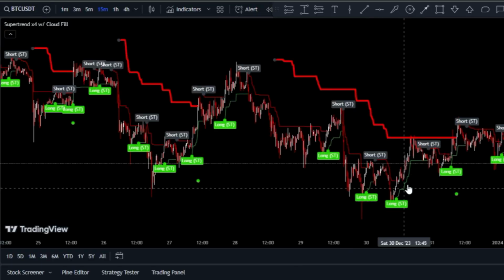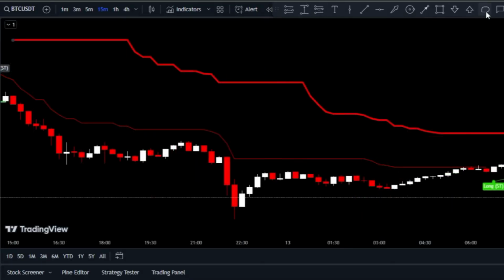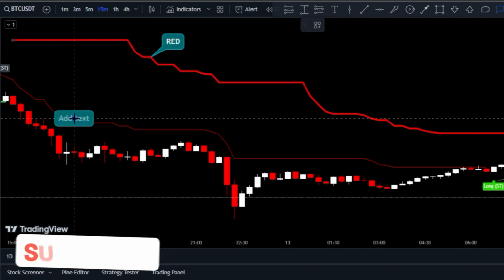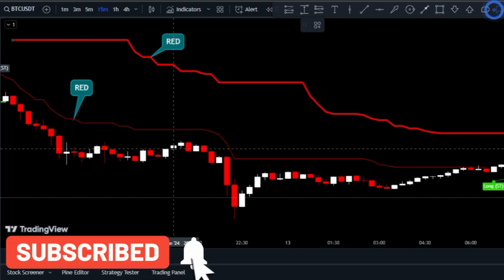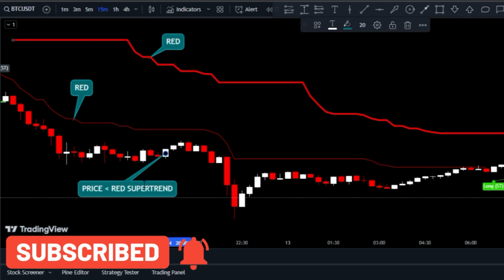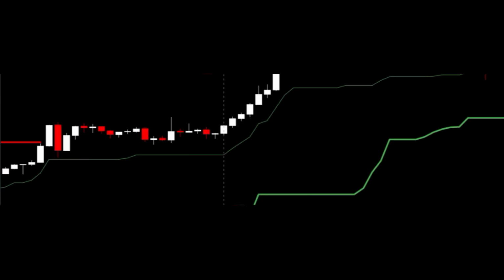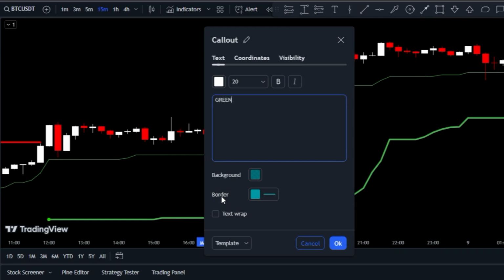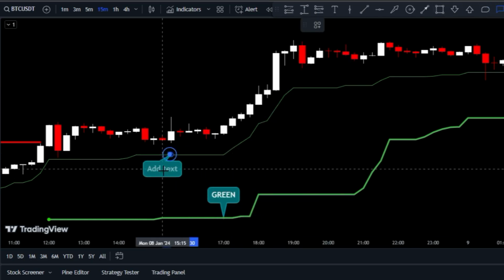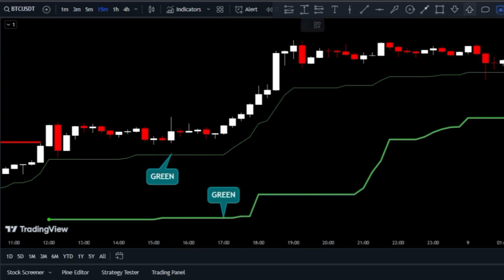Let's now get back to the strategy. When both lines of the Super Trend indicator appear red and the price is below them, it signals a downward trend. On the other hand, if the price is above two green Super Trend lines, this suggests an upward trend.